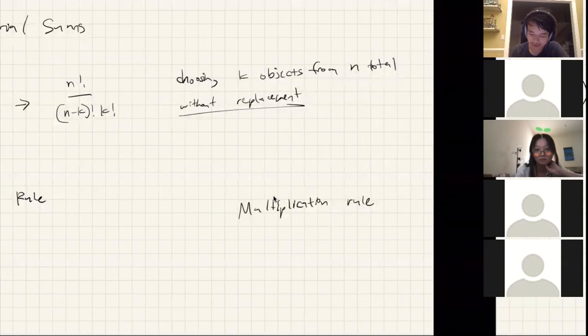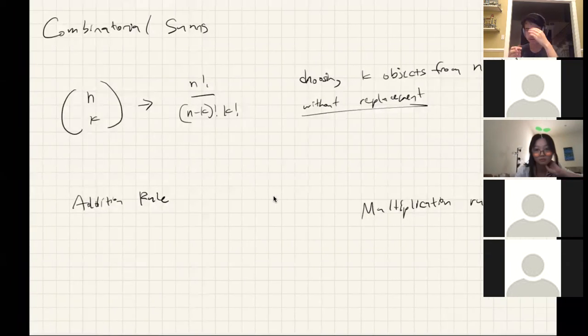Okay, so we're going to have to skip over a few of these combinatorial sums because I do have to get to quite a bit more. But anyways, combinatorial sums.